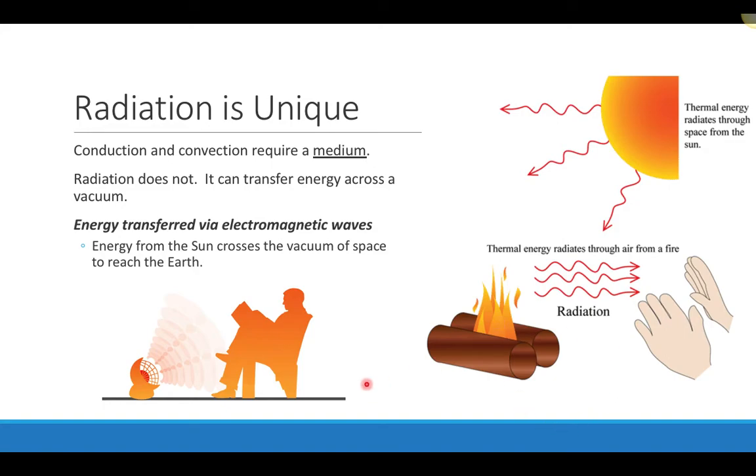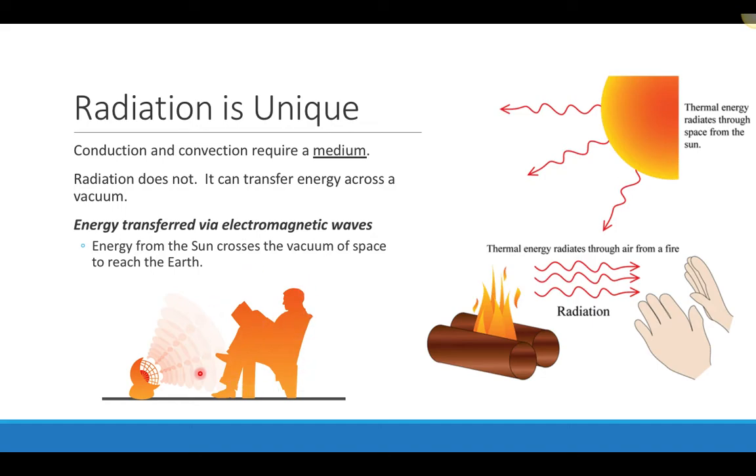The last process of heat transfer is radiation, and radiation is different than convection and conduction. With conduction and convection, you need a medium to travel through. For radiation, you do not need a medium to travel through. It can be transferred across the vacuum of space, and the thing that should come to mind is electromagnetic radiation, if you've heard that term before. In the process of radiation, energy is transferred via electromagnetic waves. For example, energy from the sun can cross the vacuum of space and reach the earth. So there does not have to be any sort of medium at all for that heat to be transferred.